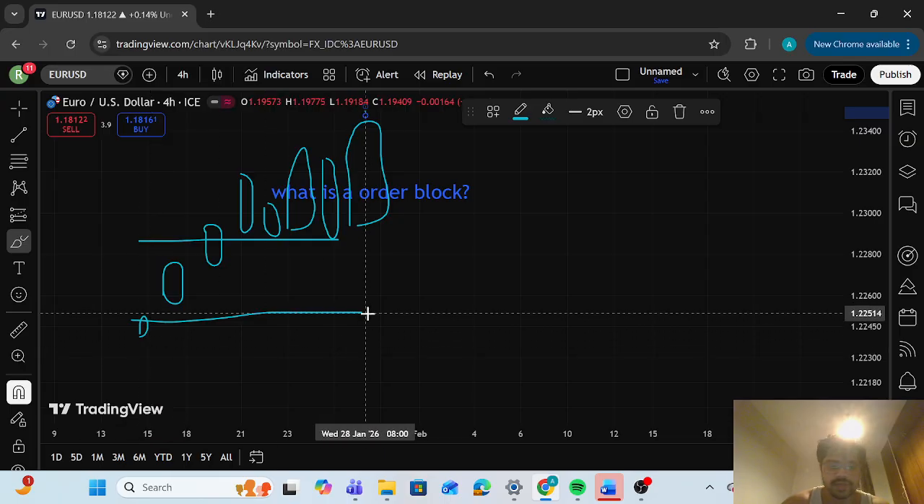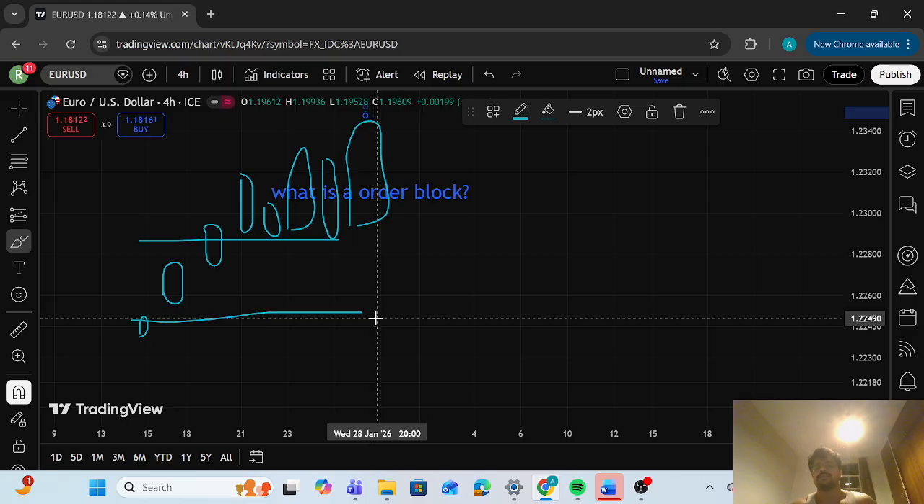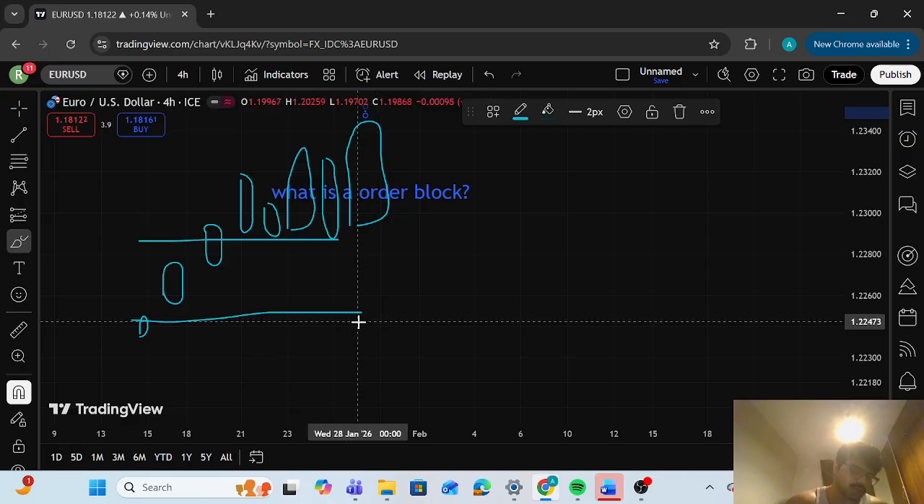So this area that I marked out, that is an order block, right? And an order block basically is a confirmation tool for us to know that if price goes into this order block, price is going to shoot up. So basically, it helps us find entry into a trade. So this is why they're useful to us.